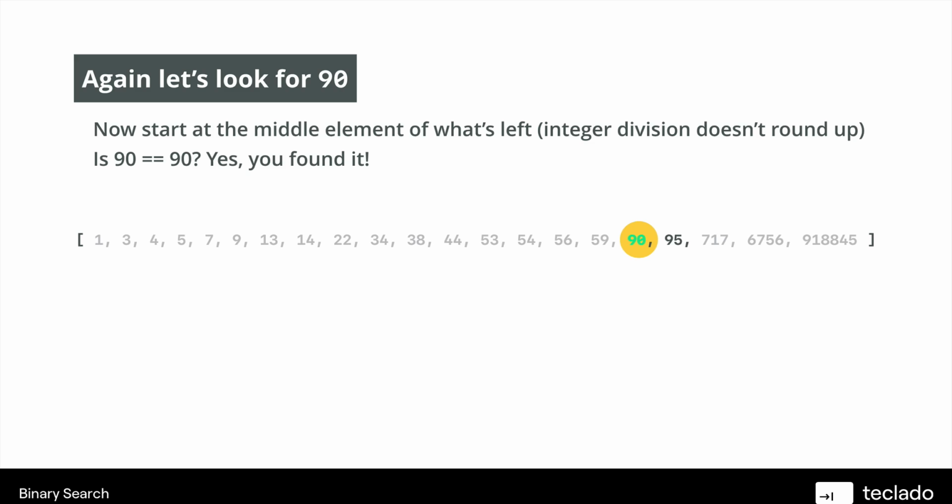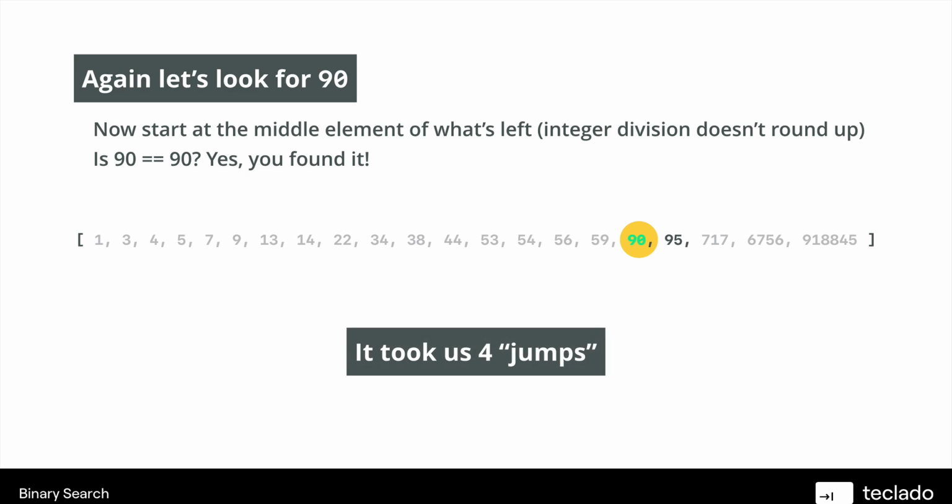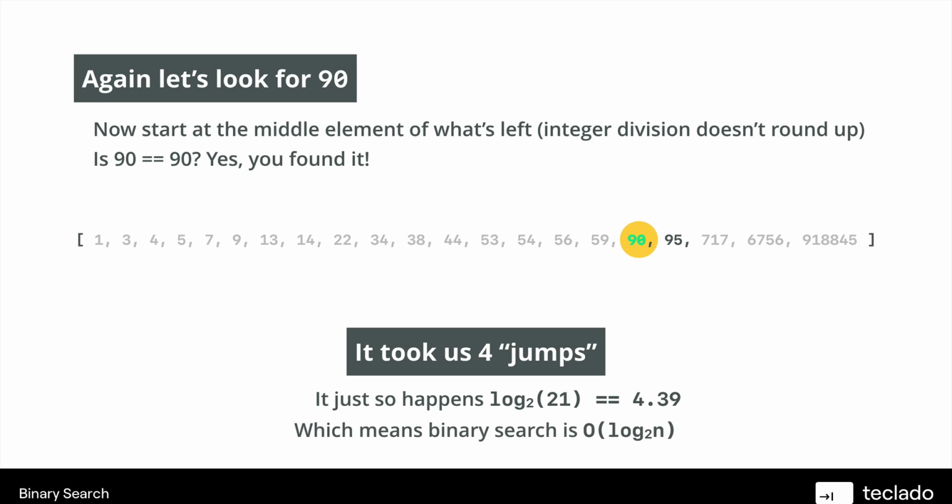We found 90, and it only took us 4 jumps. If we had done this sequentially, it would have taken us 17 jumps. I think this is much faster. It just so happens that log 2 of 21, which is the number of elements in this list, is equal to 4.39, which means this type of search, called a binary search, is O(log 2 n), meaning up to 5 jumps. Here we took 4 jumps. If we had been looking for 95, it would have taken us 5 jumps.